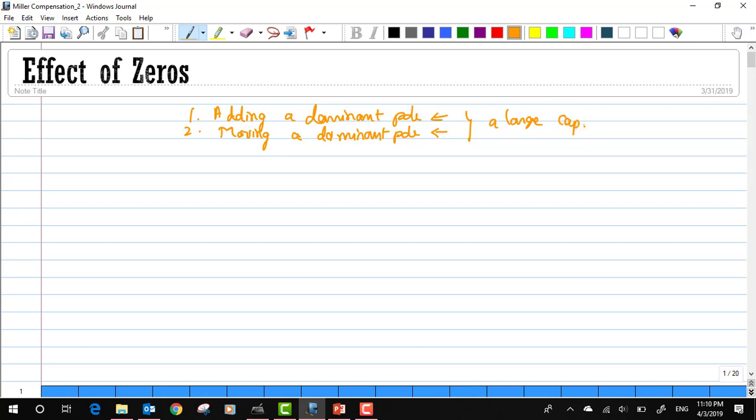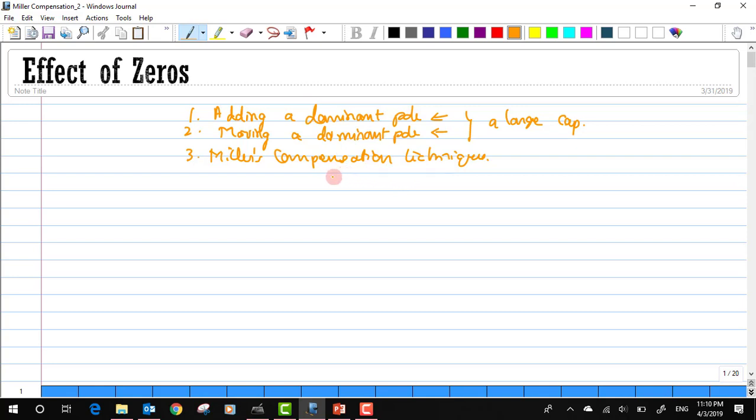Today we will discuss the third compensation technique, which is nothing but the Miller compensation technique. This is the technique which is widely used in IC design.